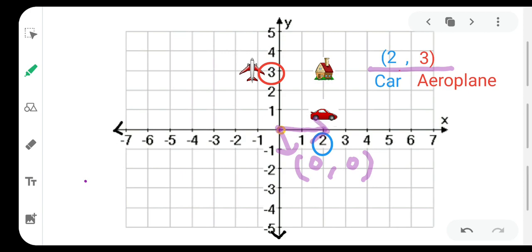Then stop there and then take a plane. It will take us 3 steps upwards. Now we have reached our destination in the first quadrant.